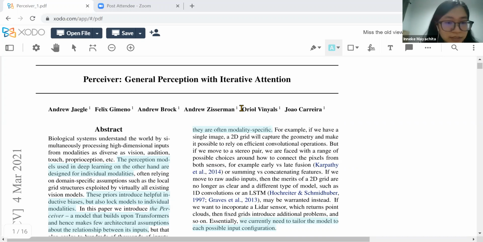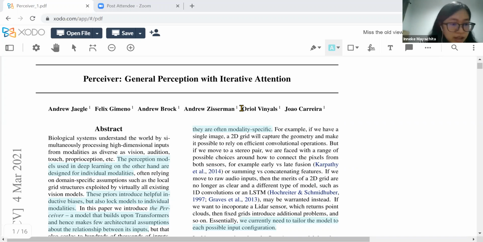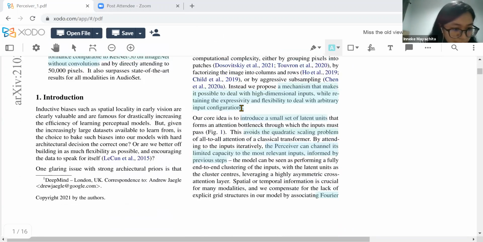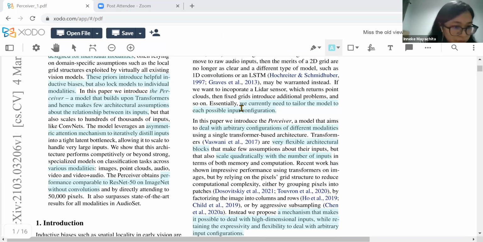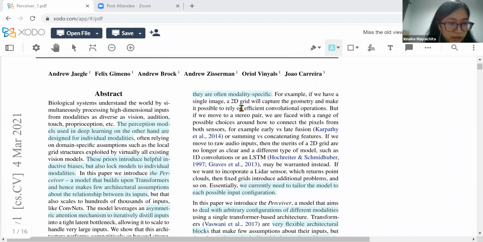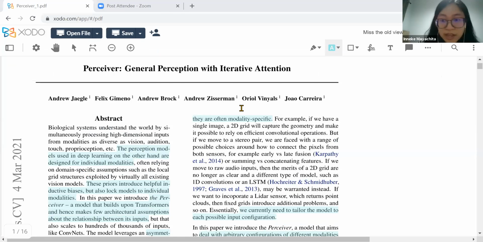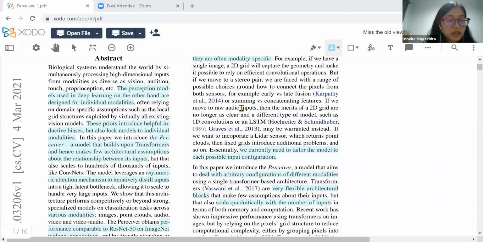Okay, so hello again, everyone. As Carlos has mentioned before, today we're going to talk about a paper called Perceiver. It's a paper from Google DeepMind, and it's really new. So this should be a new interesting architecture related to transformers. So what is this paper about?